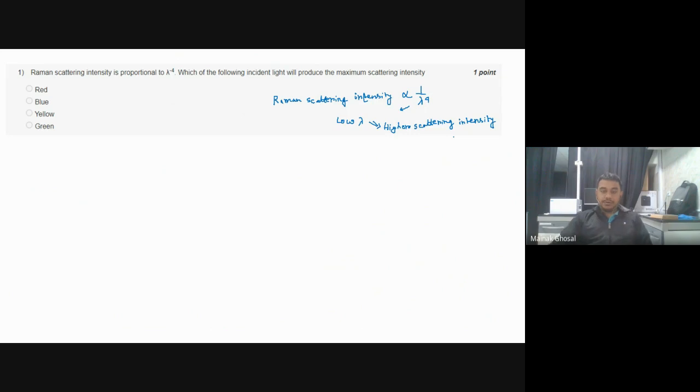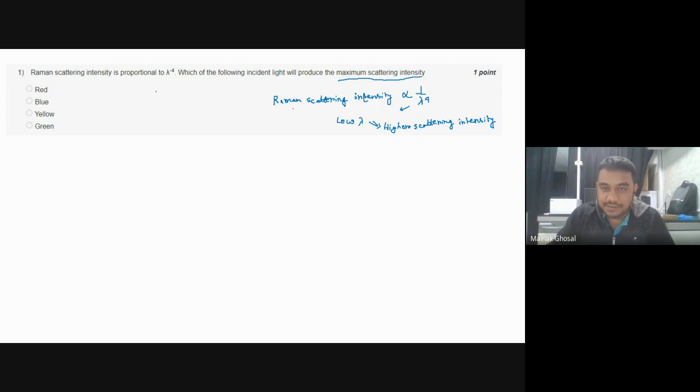So we have shown that Raman scattering intensity is proportional to 1 by lambda to the power 4. That means for low lambda, this light will be much more intense. Now you can tell me which will have low lambda. So the question is which of the following will produce maximum scattering intensity? Maximum scattering intensity will be produced in which case?